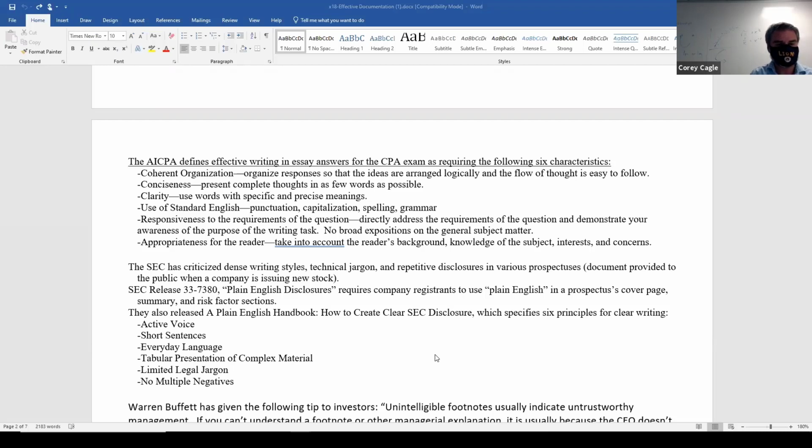Responsiveness to the requirements of the question. Directly address the requirements of the question. Demonstrate your awareness of the purpose. Don't go into this broad exposition on the general subject matter. Several were guilty of that. I made notes as I was reading some of these. I'm like, wow, there was a lot of stuff kind of off to the side in your letter there that we don't need all that.